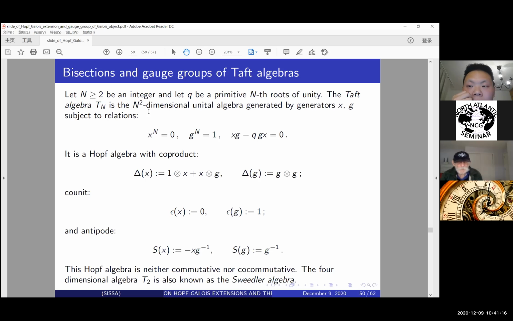Yeah, n squared. This is n squared dimensional. It's not commutative and it's not co-commutative. Oh, you say here on your slide that it is a Hopf algebra with co-product. Yes, this is a Hopf algebra, which is neither commutative nor co-commutative.